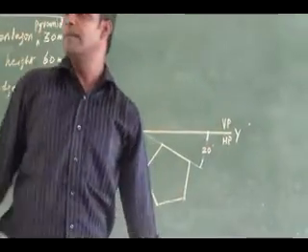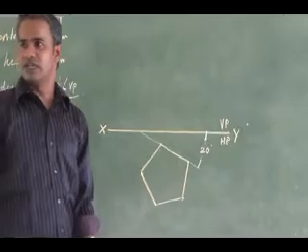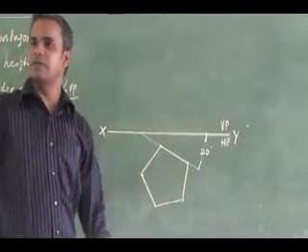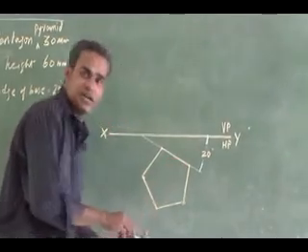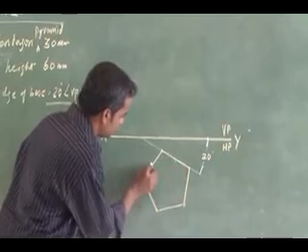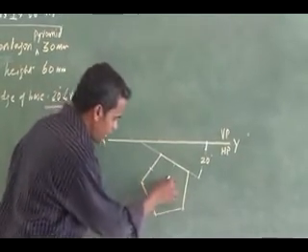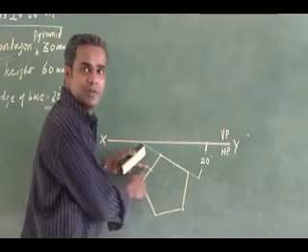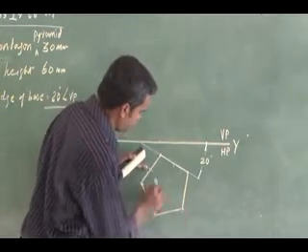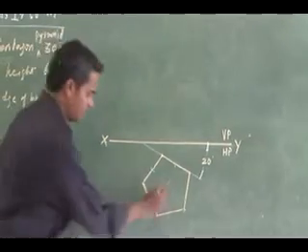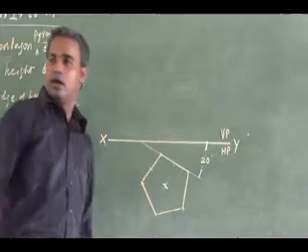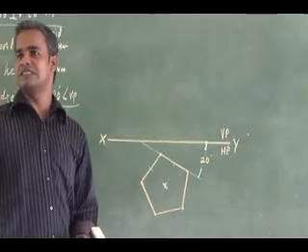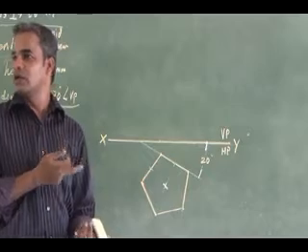Apex is nothing but the center of the pentagon. How to mark the center? You know the perpendicular bisectors of two sides meet at the center. Take one side's middle and join it to the opposite corner. Then take another side's middle and join it to the opposite corner. I will get an intersection. This intersection is the center of the pentagon, and in the top view it is the apex of the pyramid. So carefully you have to mark the center of the pentagon. You should not make a mistake.